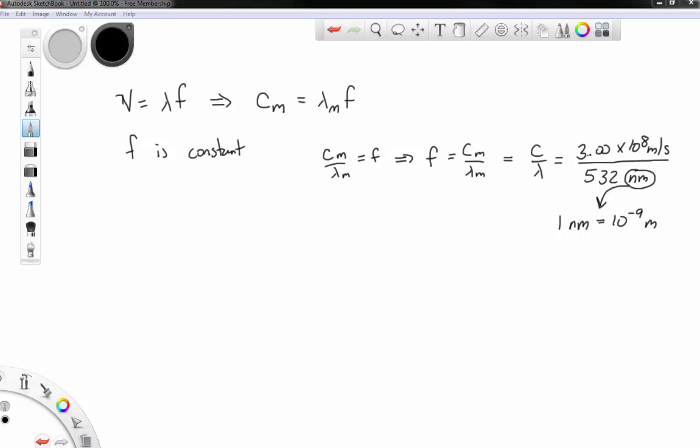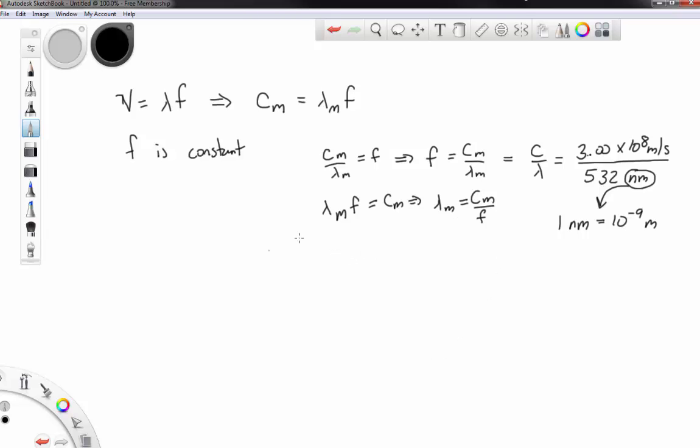You would then need to figure out what the new speed in water is, and you could then do that by basically rearranging this equation up here. So you'd have lambda m times f is equal to c m, and so lambda m should be c m over f. Right, so you would have to figure out what the new speed is in water.